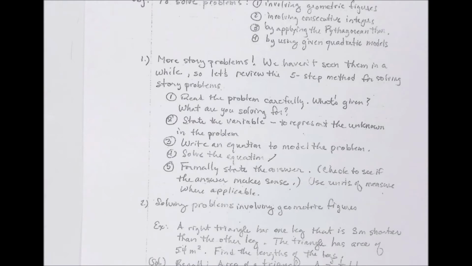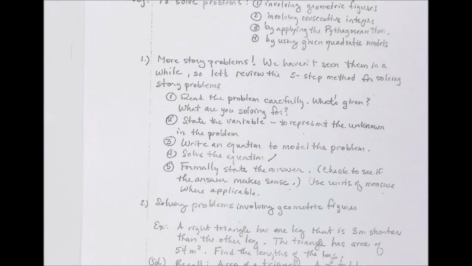Then once we have this equation, as we learned in the last section, we're going to solve the equation using factoring. And then once we have our answer, we're going to write it out and make sure that, first off, not only does it make sense, but we're going to write it out in a short sentence, and we're going to make sure that we use any proper units of measure. Feet, inches, minutes, hours, whatever the case may be.